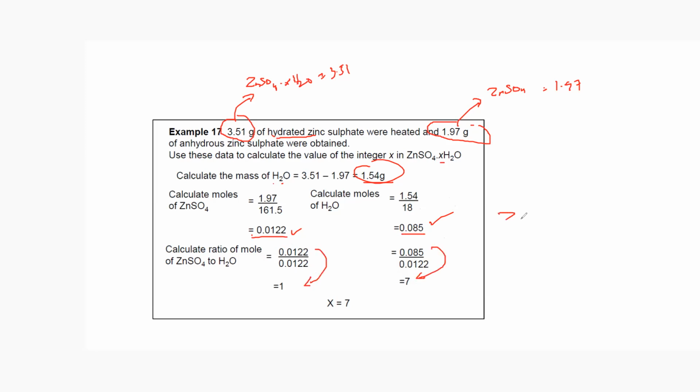So basically ZnSO4 is 1 and XH2O is 7. So this is actually the value of X. So X is equal to 7. Is this example clear? How we work out the moles of water present in the hydrated zinc sulfate.